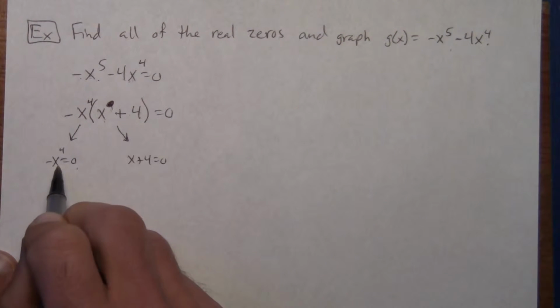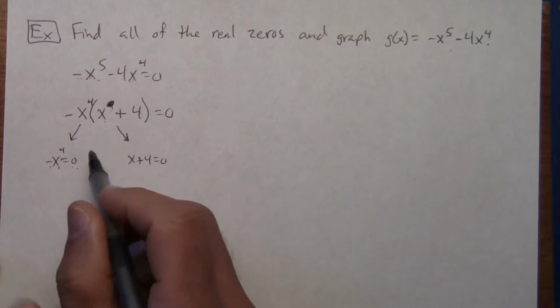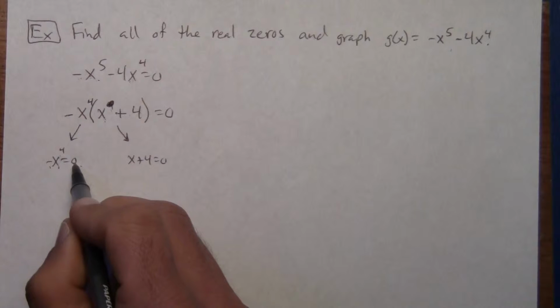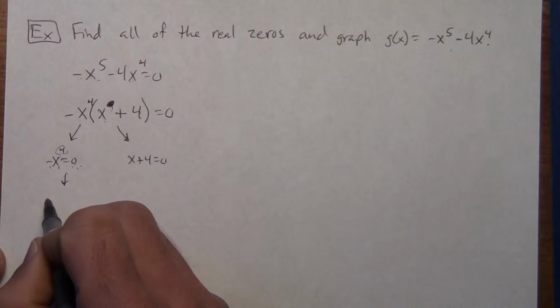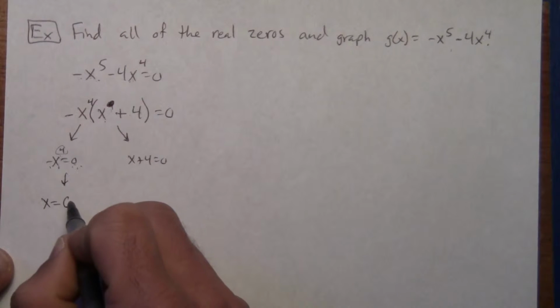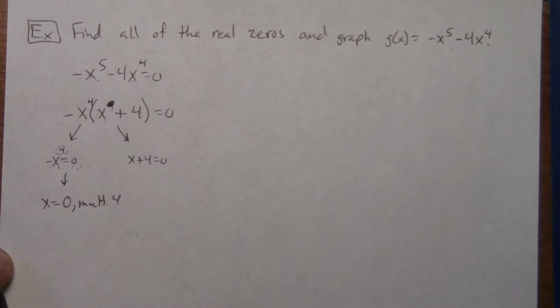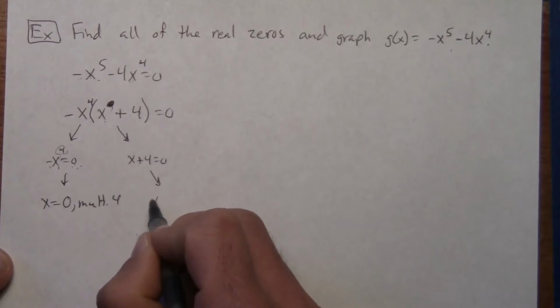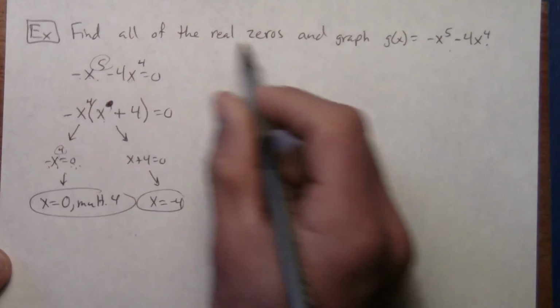All right, x to the fourth equals 0. I can take the fourth root of both sides. I can multiply both sides by -1 to get rid of the negative. Negative 0, positive 0, same thing. It's to the fourth, so there's actually 4 zeros here. So when I do this, I would say x is equal to 0 multiplicity 4, because I have x equals 0 technically 4 times. And then this one is just x is equal to -4. I have 5 x-intercepts.